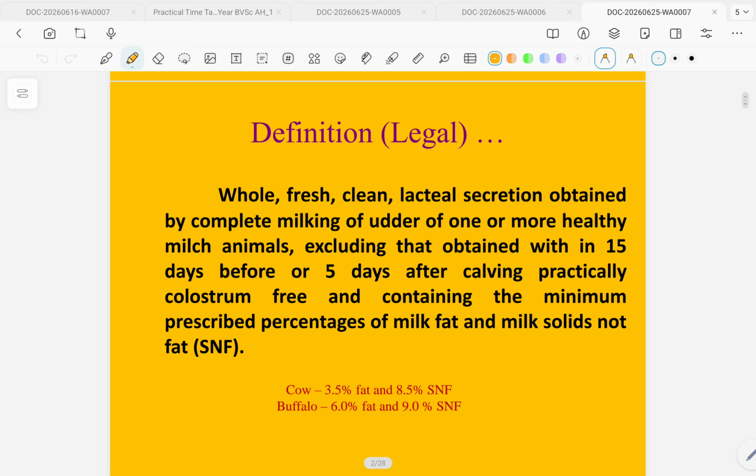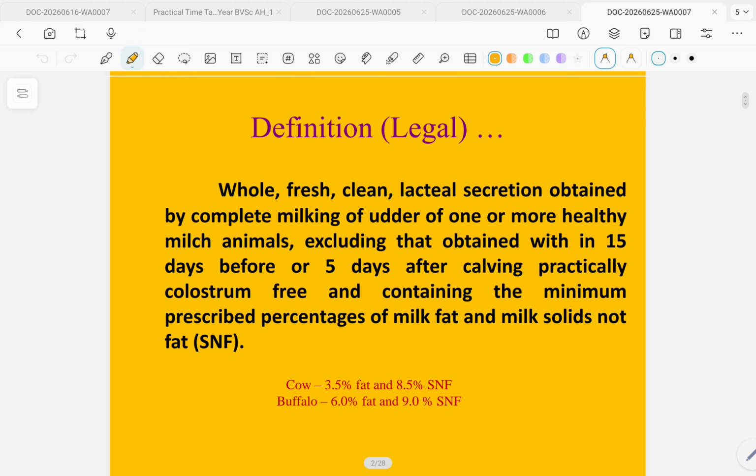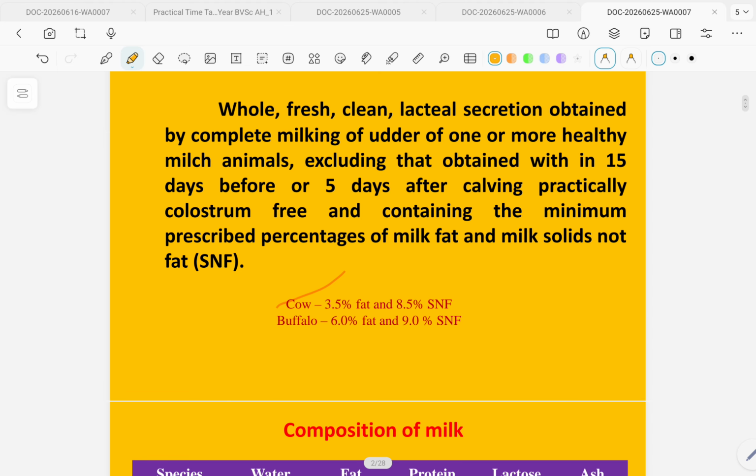Definition: legal, whole, fresh, clean lacteal secretion obtained by complete milking of the udder of one or more healthy milk animals, excluding that obtained within 15 days before or 5 days after calving, practically colostrum free and containing the minimum prescribed percentage of milk fat and milk solids not fat (SNF). Cow: 3.5% fat, 8.5% SNF. Buffalo: 6% fat and 9% SNF.